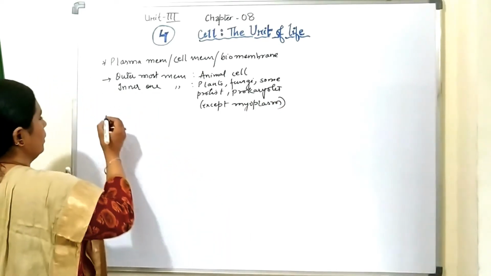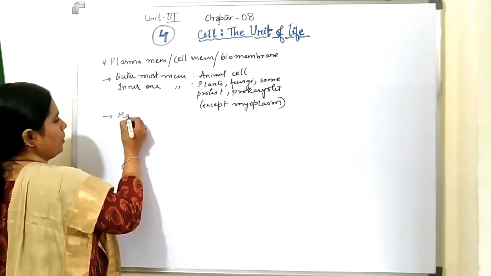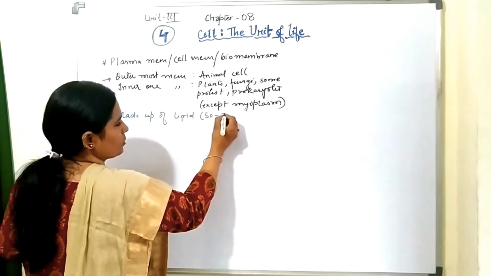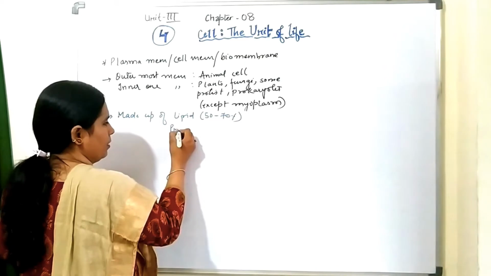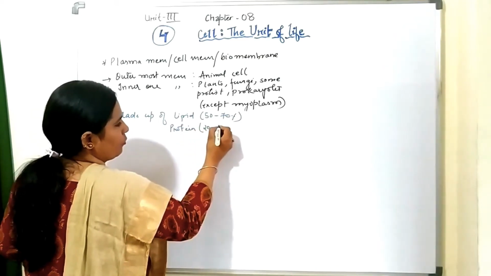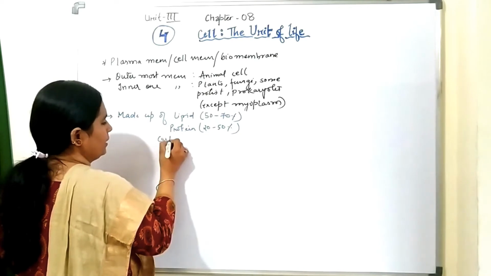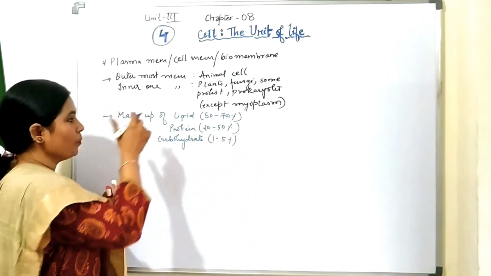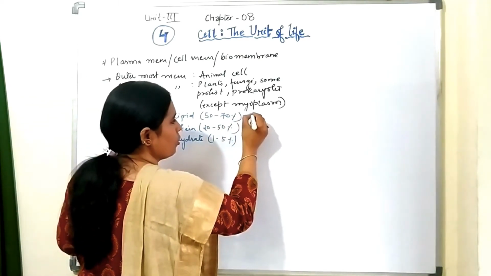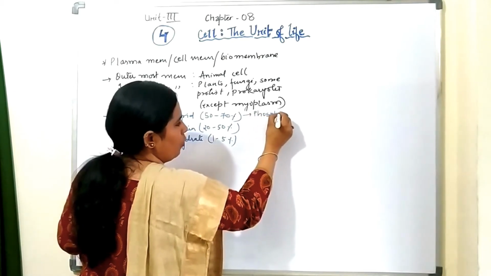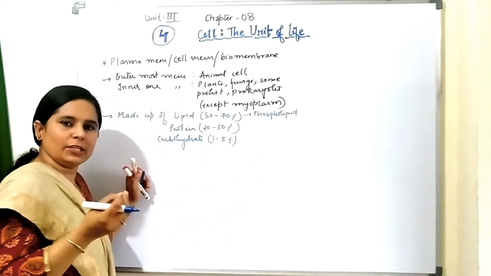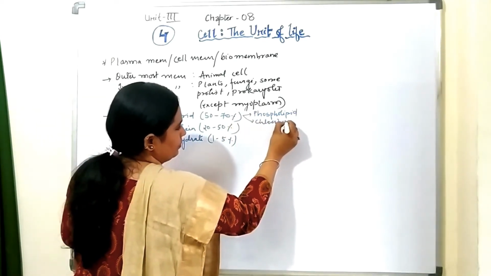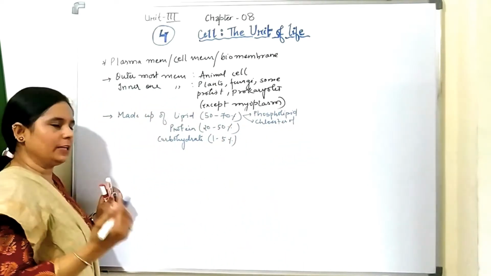So if we talk about the chemical nature, plasma membrane is made up of lipid, which is around 50 to 70%, protein, which is around 20 to 50%, and carbohydrate, which is around 1 to 5%. So in lipid, basically it is in the form of phospholipid. It means combination of phosphorus and lipid, or you can find cholesterol. So this is the chemical nature.